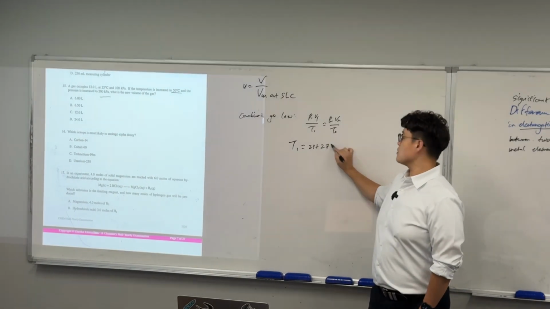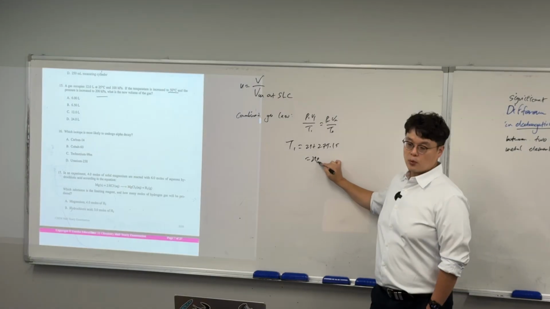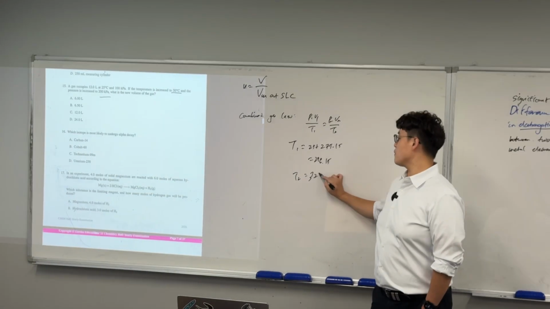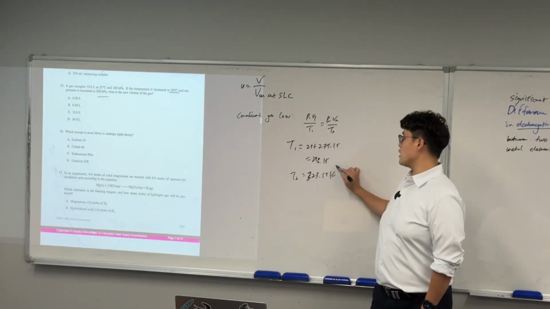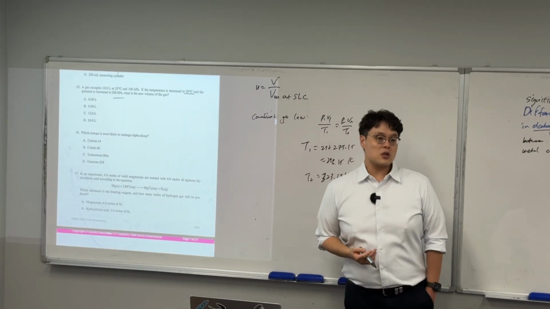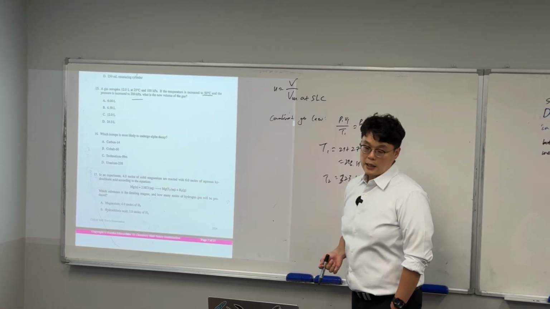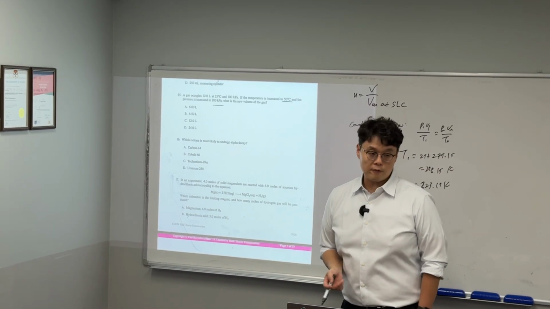25 plus 273.15 is 298.15 like this. T2 is therefore 323.15 Kelvin. If you didn't convert the unit to Kelvin, you would get a completely different answer in this case. Therefore, the answer for 15 is B, 6.50 liters.